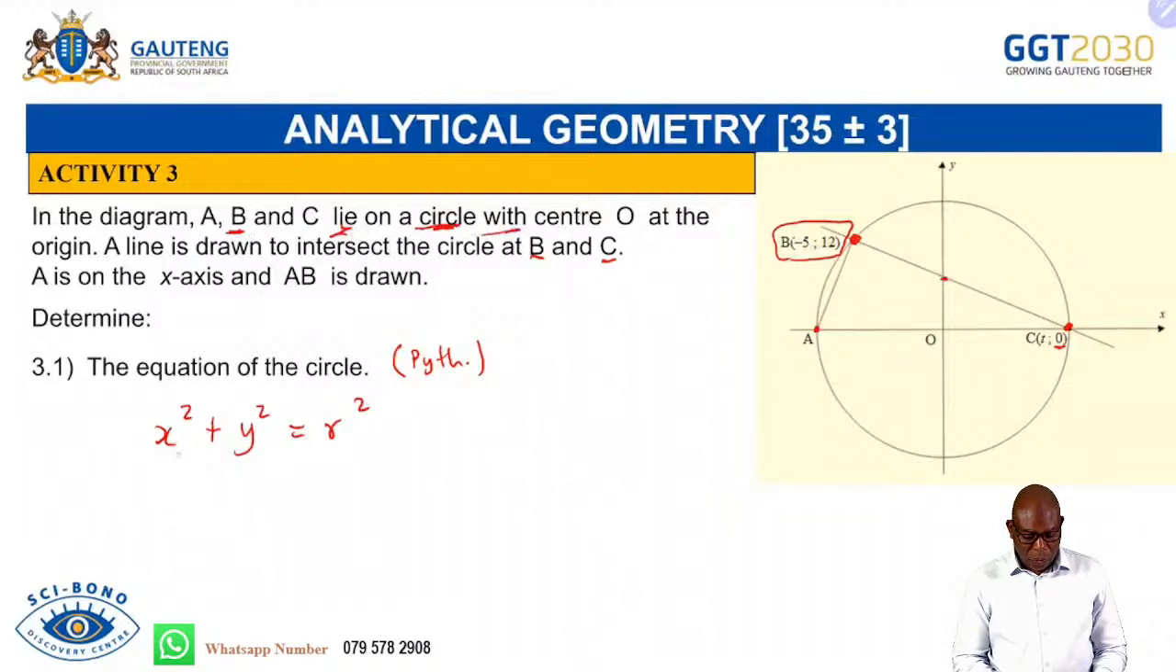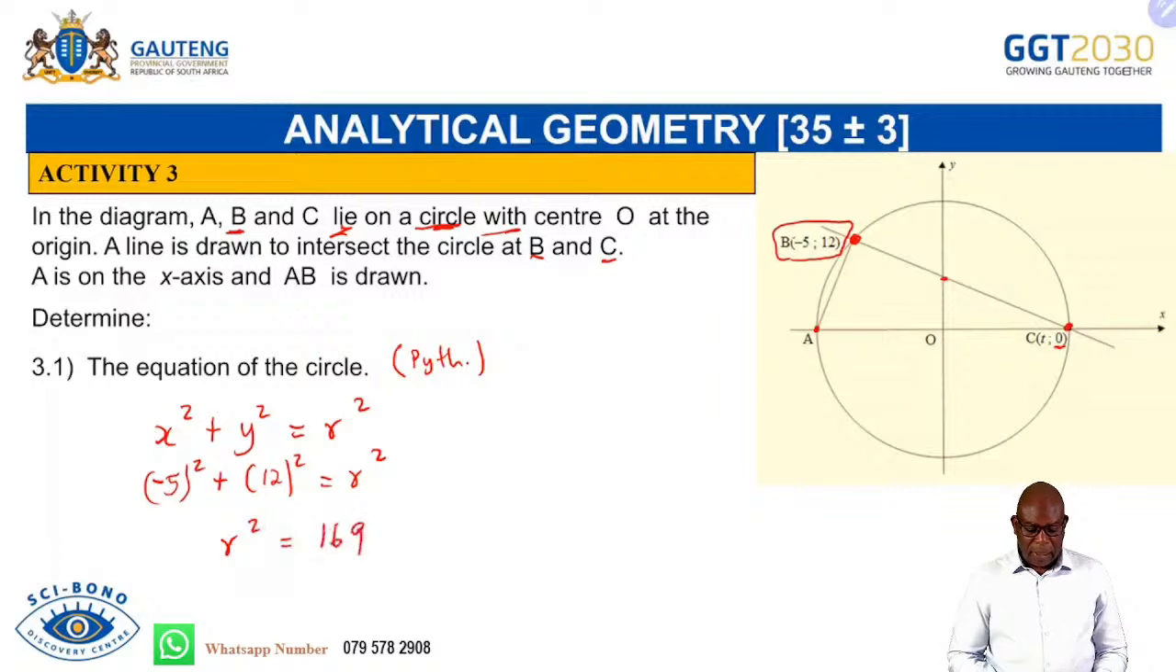Right? So the x value is -5. The y value is 12. And that is r squared. I don't have r, I don't have a radius. So the radius squared will be equal to 5 squared, which is 25, plus 12 squared, which is 144. I add them together, I get 169. But I am not done.